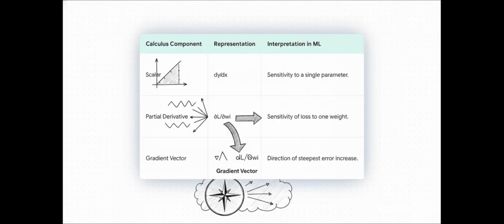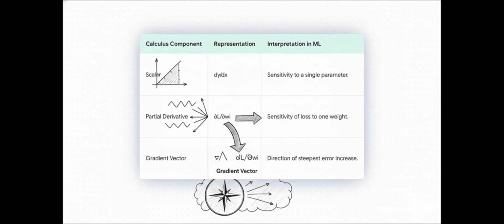So, how does this simple idea of a slope scale up? I mean, a real AI model doesn't just have one knob to tune. It can have billions of them. So we can't use a simple derivative. Instead, we use what's called a partial derivative. This measures the slope with respect to just one of those billion parameters, while keeping all the others locked in place. It lets us see the impact of a single setting on the final error.